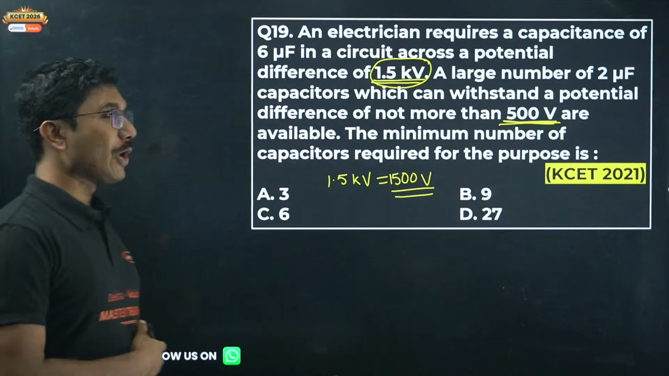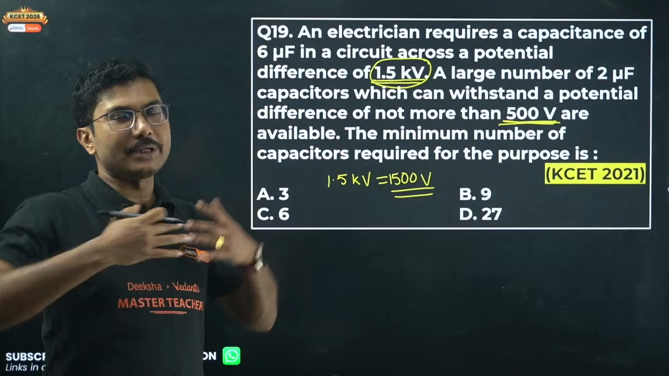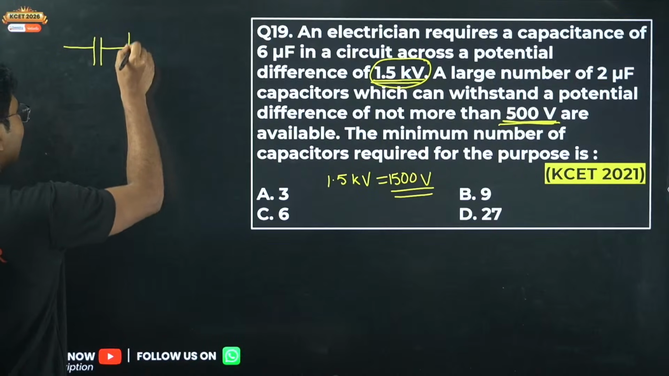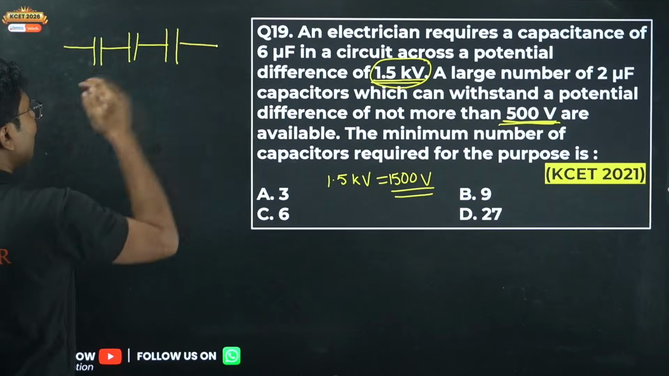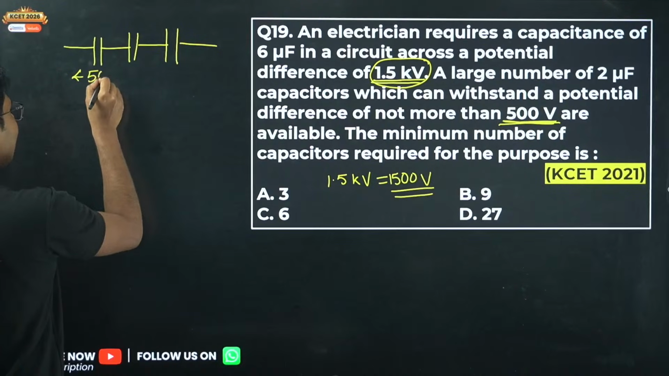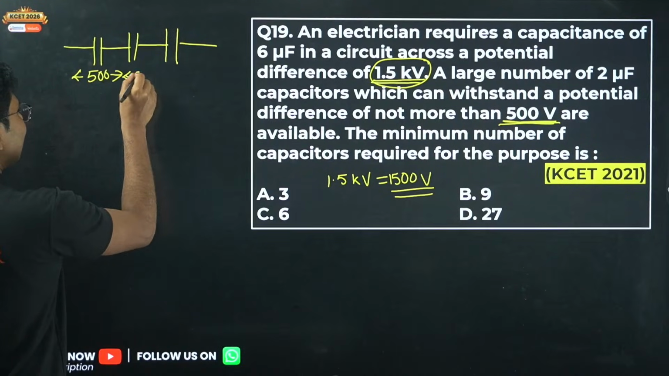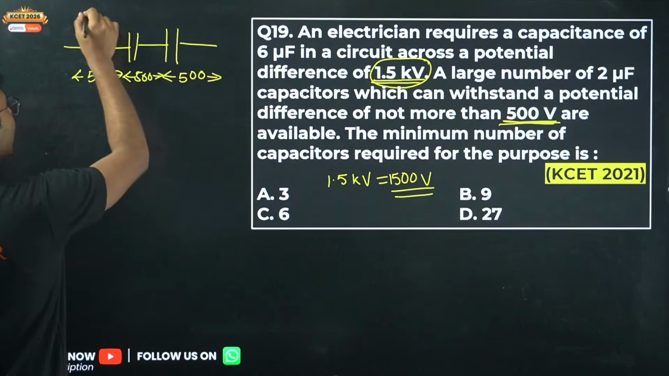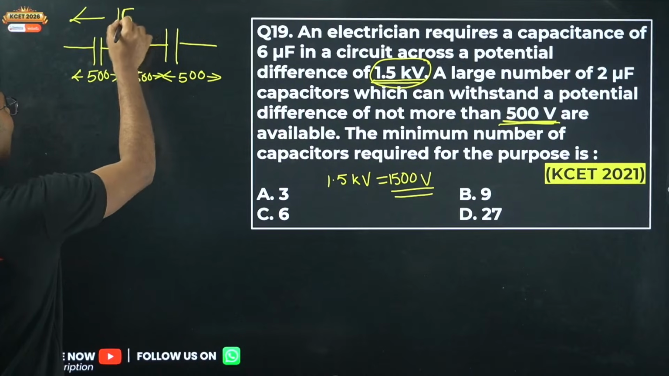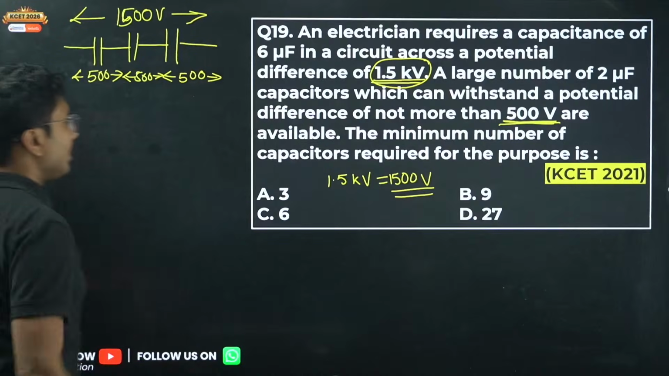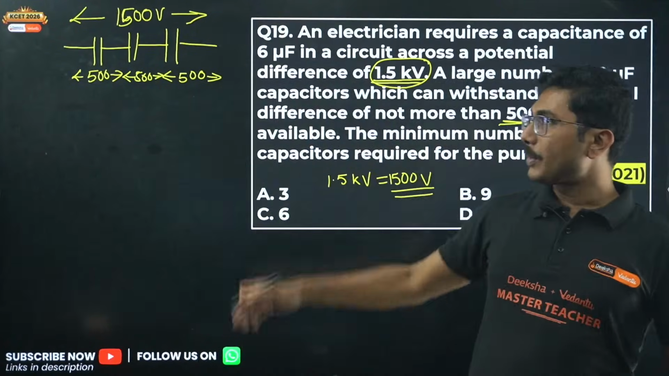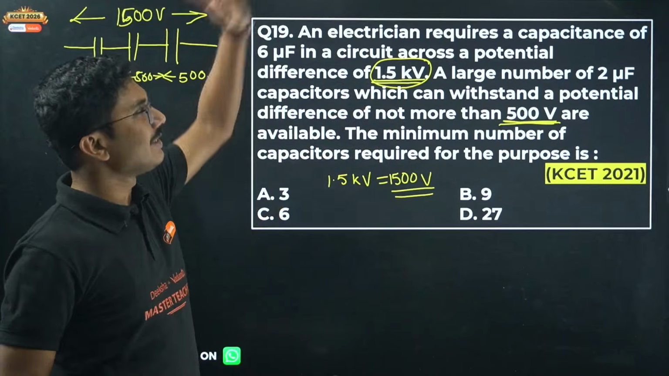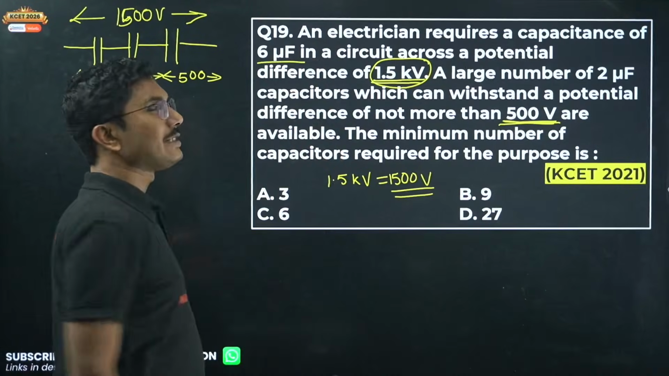So basically, to handle voltage, maybe it's a resistor, maybe it's a capacitor, they always have to be connected in series, so that the voltage drop is equally distributed among them. Now if I connect 3 capacitors in series, each of them will have 500 volt, so they can now withstand the required 1500 volt. But if we connect capacitors in series, the overall capacitance decreases. Our goal is to increase the capacitance. We are trying to find 6 microfarad.